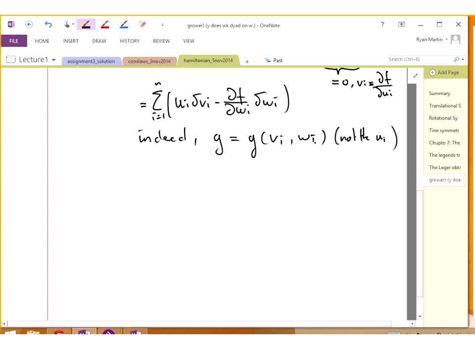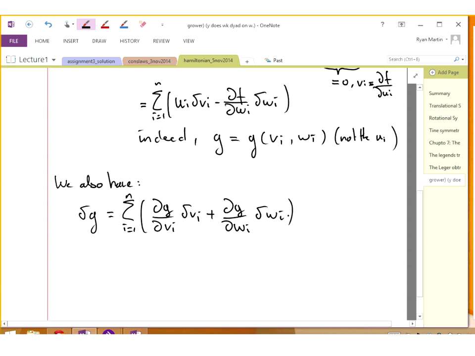So now we want to write out the laws for the transform from going back and forth between F and G. Since G is a function of Vi and Wi, we also have that delta G has to be equal to the sum from i equals 1 to n of ∂G/∂Vi delta Vi plus ∂G/∂Wi delta Wi. That's just the definition, practically, or the chain rule.